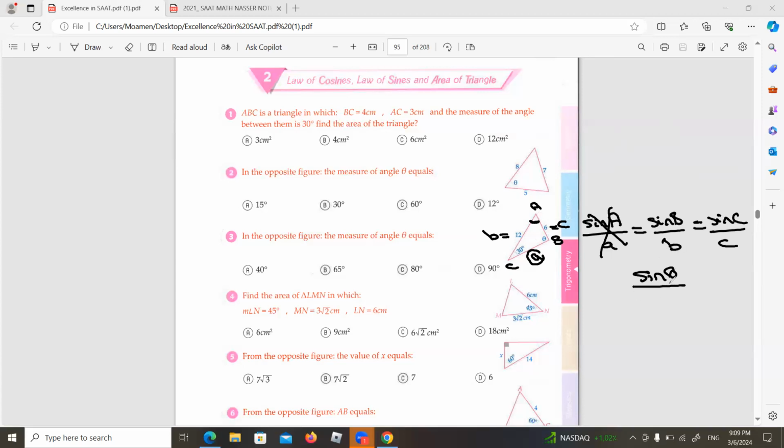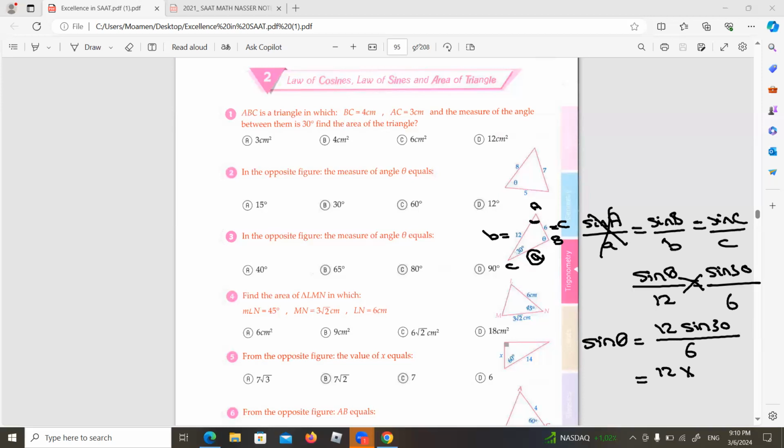B small is equal to 12, so I just write 12 equal. Sine C means sine 30 over C, mister, which is equal to 6. I make a cross product or cross multiplication. So sine theta will be equal to 12 multiplied by sine 30, and here we have 6. It means 12 multiplied by what? Sine 30 is what?